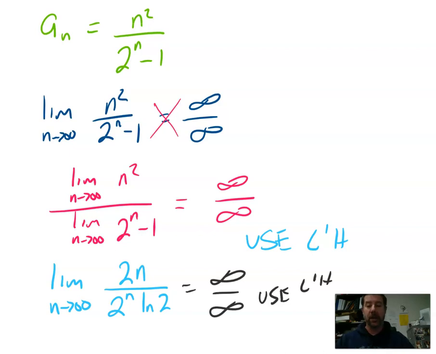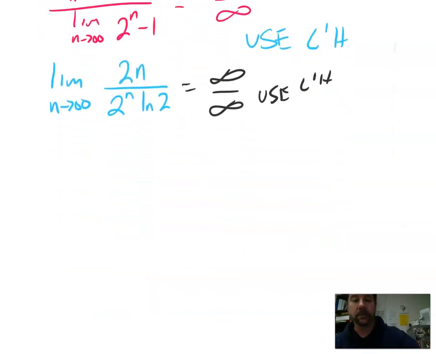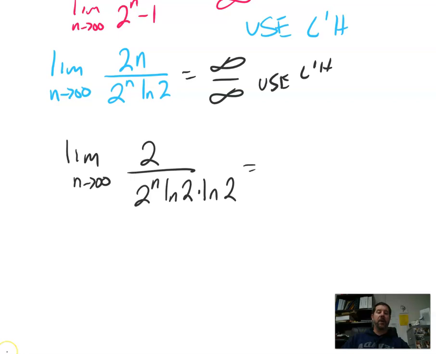All right, so let's do it. When we take the derivative of the top, this time we get just 2. On the bottom, ln2 is just a coefficient. So this is 2 to the n ln2 again times ln2 again, or 2 to the n ln2 squared. But now when we plug in infinity, I get 2 over infinity, which is 0. So yes, I would say that this sequence is going to converge, and is going to converge to 0.